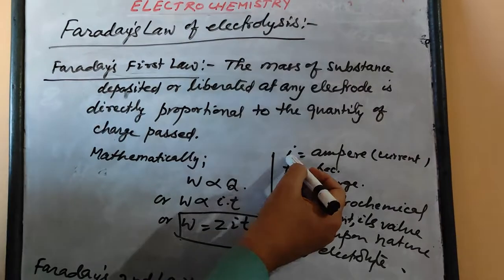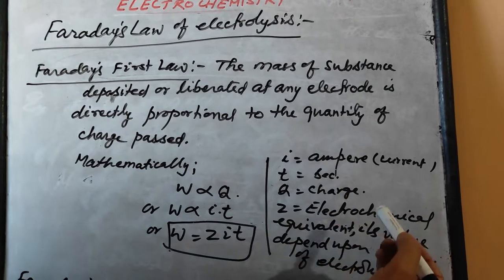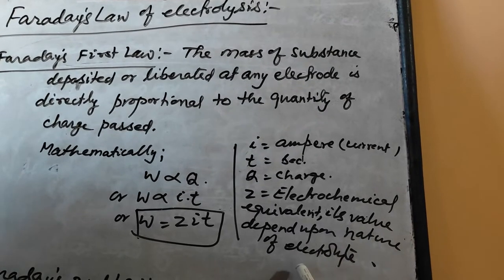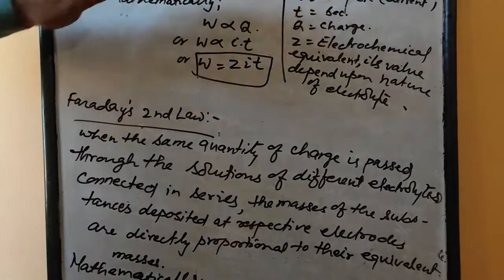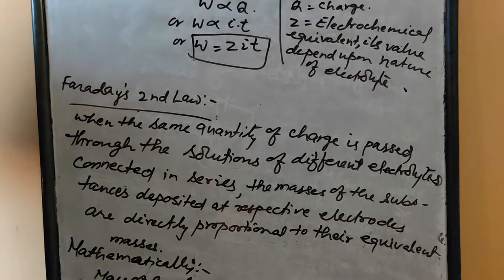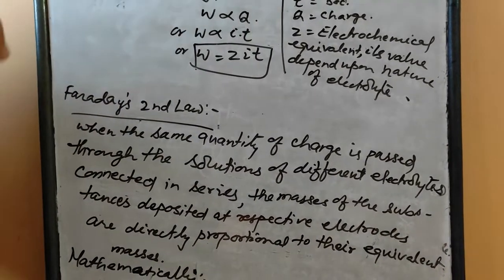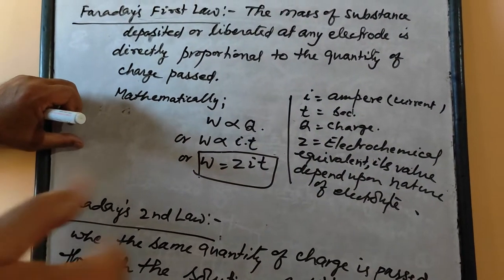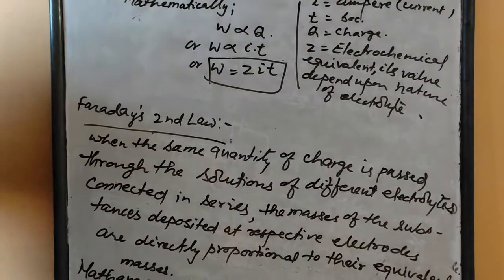Here I is current in amperes, t is time in seconds, Q is charge, and Z is the electrochemical equivalent, whose value depends upon the nature of the electrolyte. Now Faraday's second law. In Faraday's first law, the electrolyte is the same and only the quantity of electricity varies. But in Faraday's second law, the electrolytes are different and the electricity is the same. See the beauty behind the two laws.